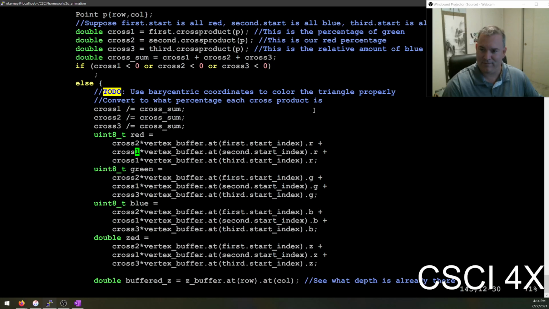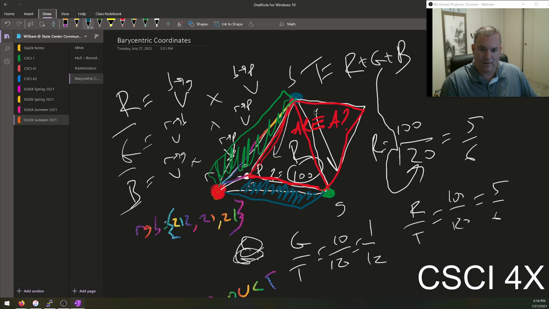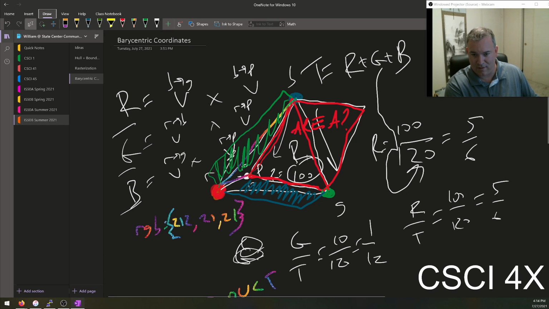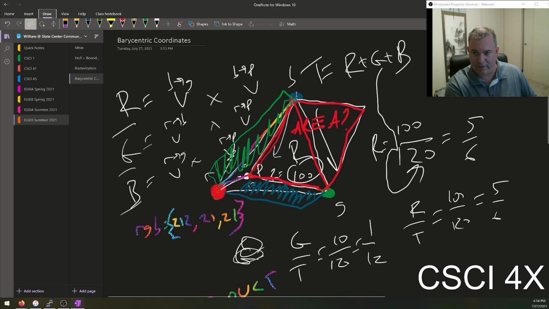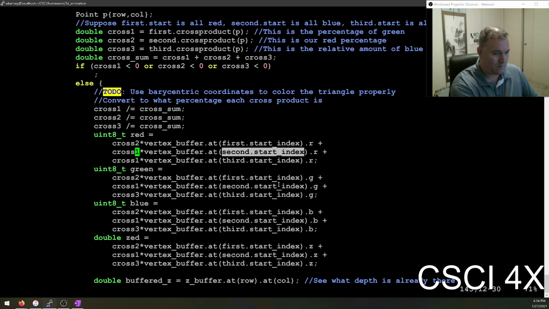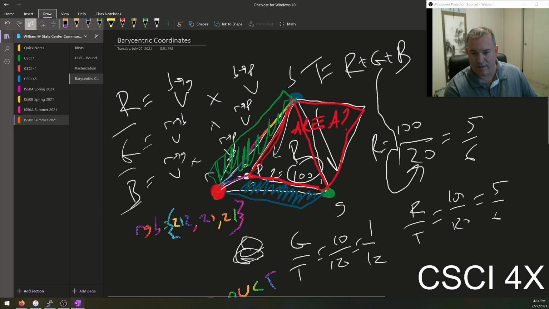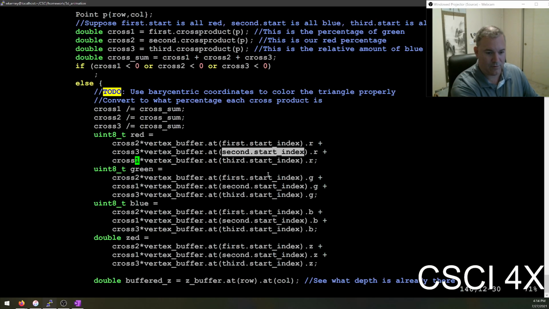Okay, so for the first point, start is our red. So this guy, the amount of red, the relative proportion is going to be the second one we did. So that should be cross 2. Okay, then for our second point, which we're calling our blue point, that's going to be 1, 2. That's the third one. And then for the third one, that would be the first one we did. Okay, so it should be 2, 3, and 1.